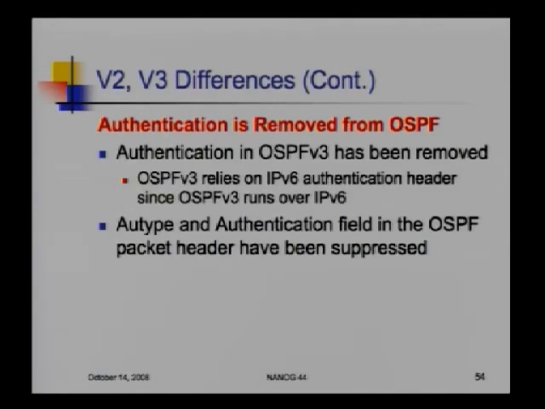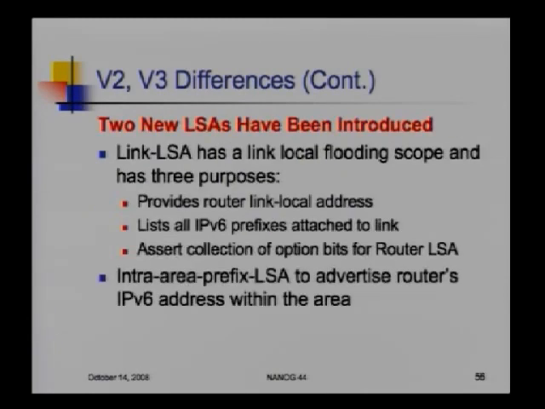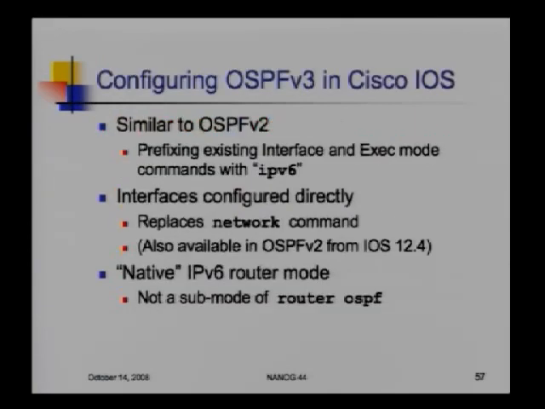Authentication has been removed from OSPF, so it's just pretty much relying on the v6 authentication header now. What else? Packet formats changed. Two new LSAs. Not really going to look at those. So, configuring OSPF v3 in iOS. Well, rather than doing router OSPF, we do IPv6 router OSPF. Interfaces are configured directly. You've got no more network commands. I mean, can you imagine typing the network command for all these big long addresses? Probably not too easy to do.